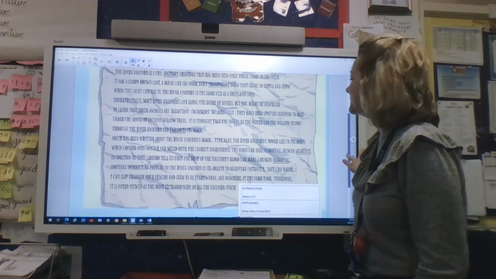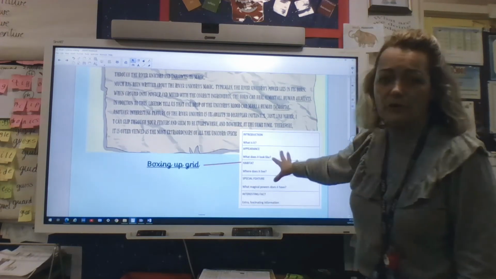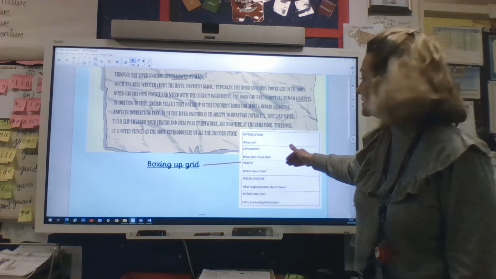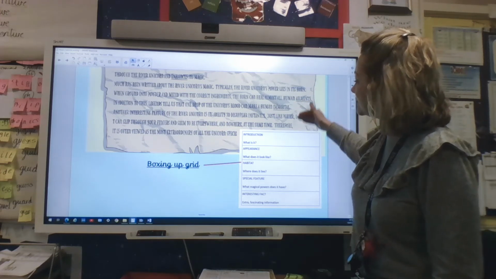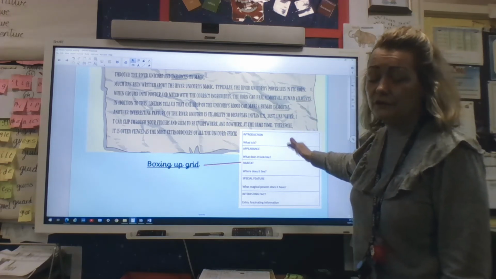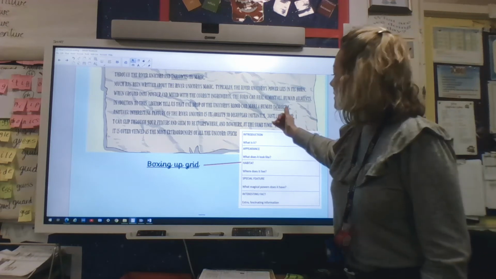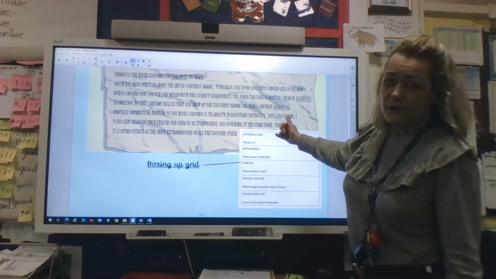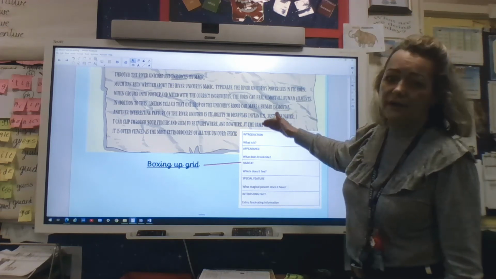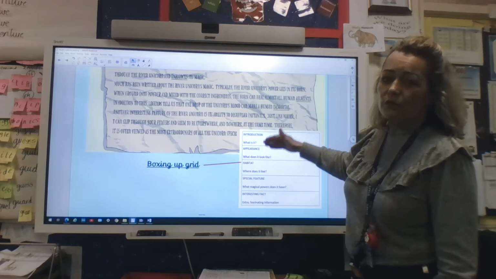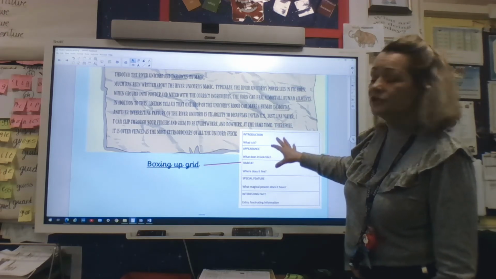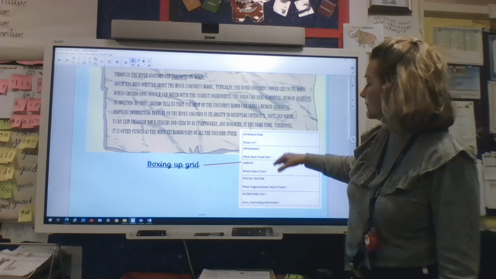Read back through this then and start to think about the structure, because one of the things I've saved onto the website today is this boxing up grid or planning sheet. And the sheet should look quite familiar to you. You've seen things like this before, where in this case we've broken it down into 5 sections. We want 5 different bits of information from you about your unicorn.